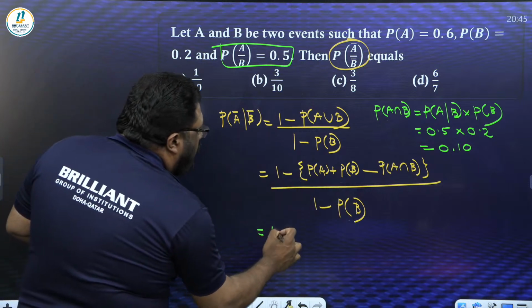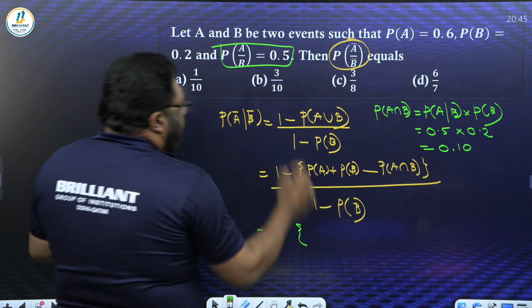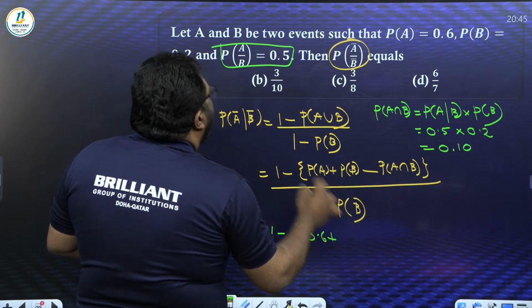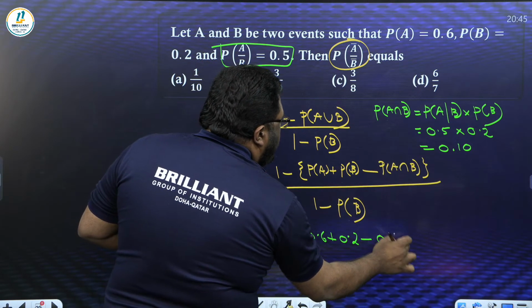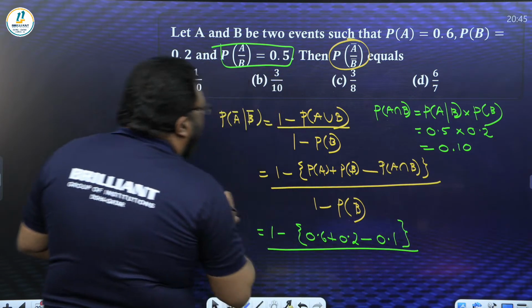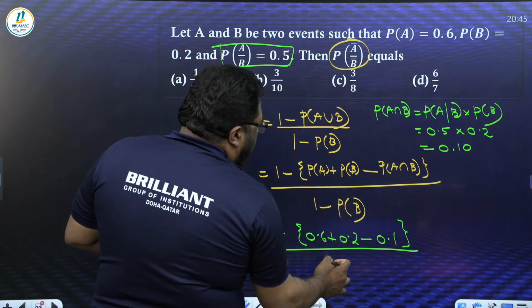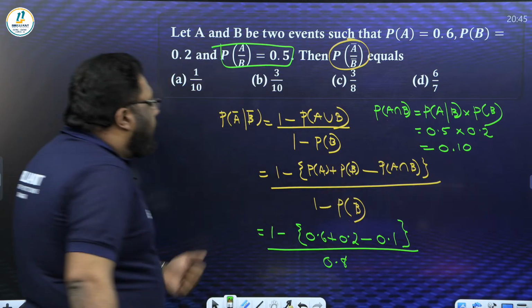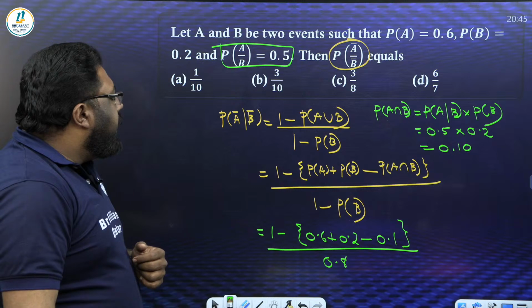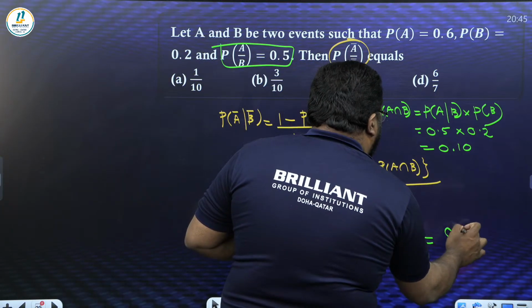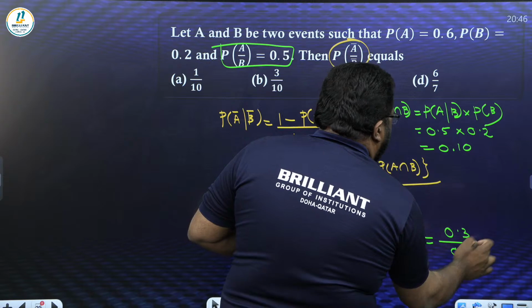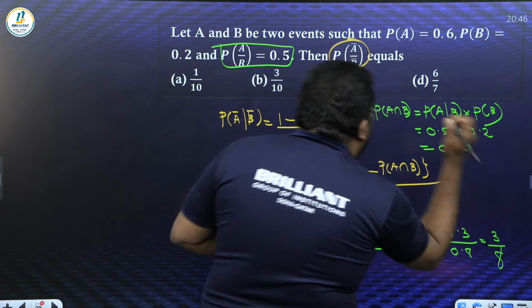So you get what? 1 minus P of A 0.6, P of B 0.2 minus 0.1 divided by 1 minus 0.2, 0.8. So 0.6 plus 0.2 is 0.8, minus 0.1 is 0.7, 1 minus 0.7 is 0.3, by 0.8. So answer is 3 by 8.